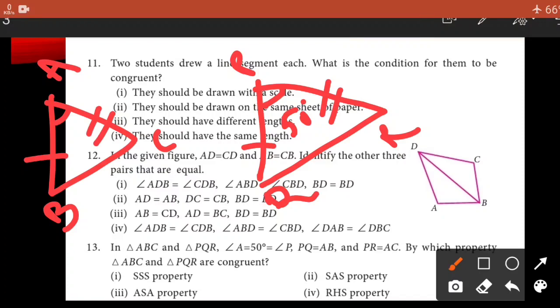So we have to say the property. After seeing this angle, they have given one angle and two sides. So what is the property? Obviously it is ASA. ASA or SAS? Very good. Yes. So two sides and one angle are given. So we can say the answer as yes.